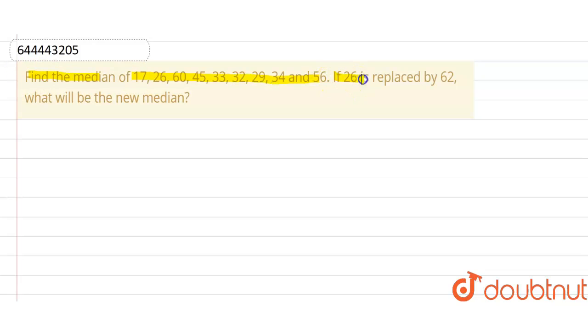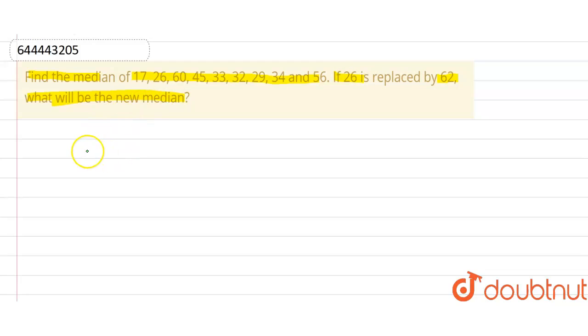Find the median of the series given, and if 26 is replaced by 62, what will be the new median? So the question is divided into two parts. First of all, we need to find the median of this series. Then the second case says if 26 is replaced by 62, then we need to find the new median.